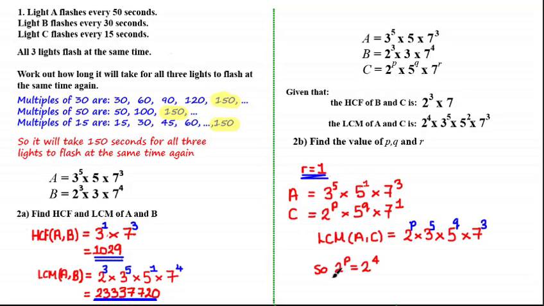So that means that 2 to the power of P is equal to 2 to the power of 4. And as we have the same base, it means that the powers are equal, and therefore P is equal to 4. And 5 to the power of Q is equal to 5 squared, and therefore Q is equal to 2. All right, so R is equal to 1, P is equal to 4, and Q is equal to 2.